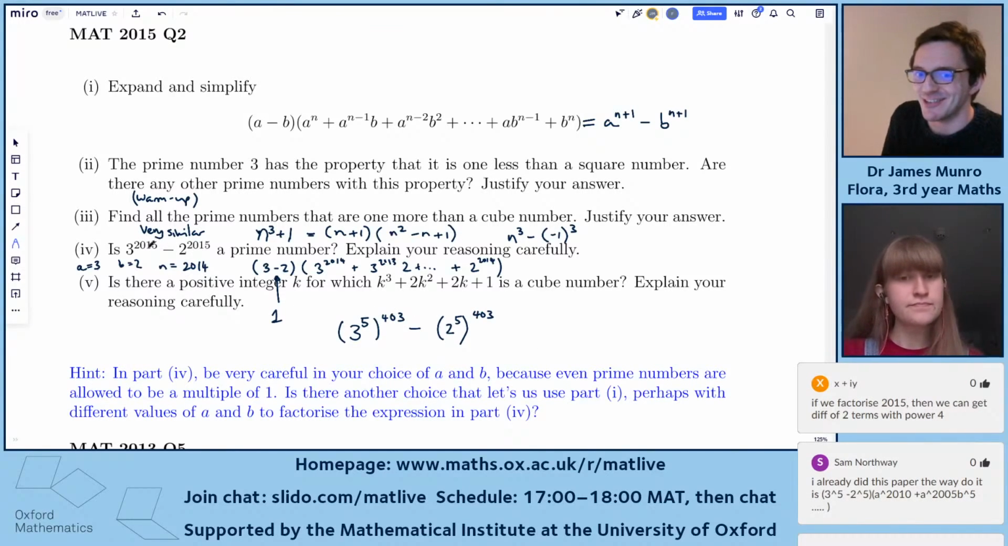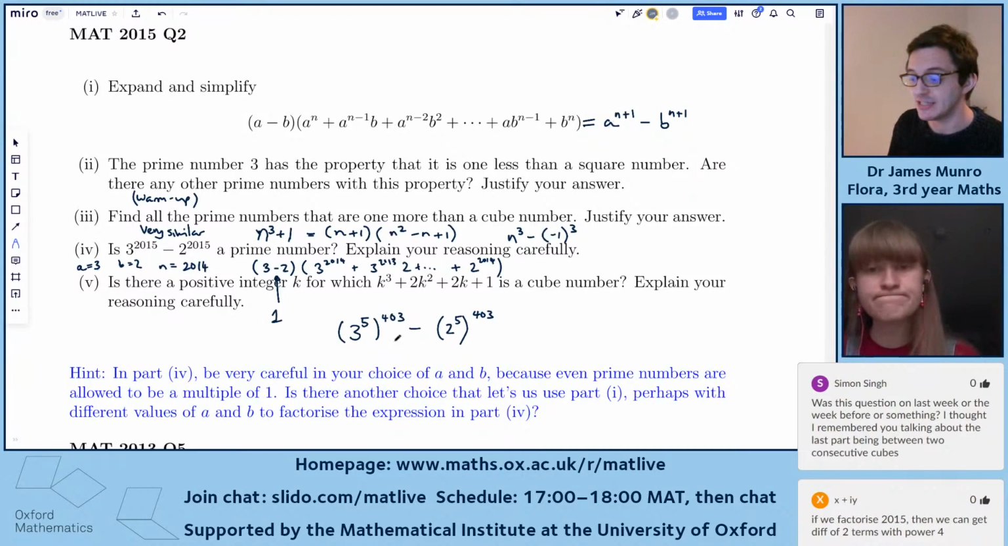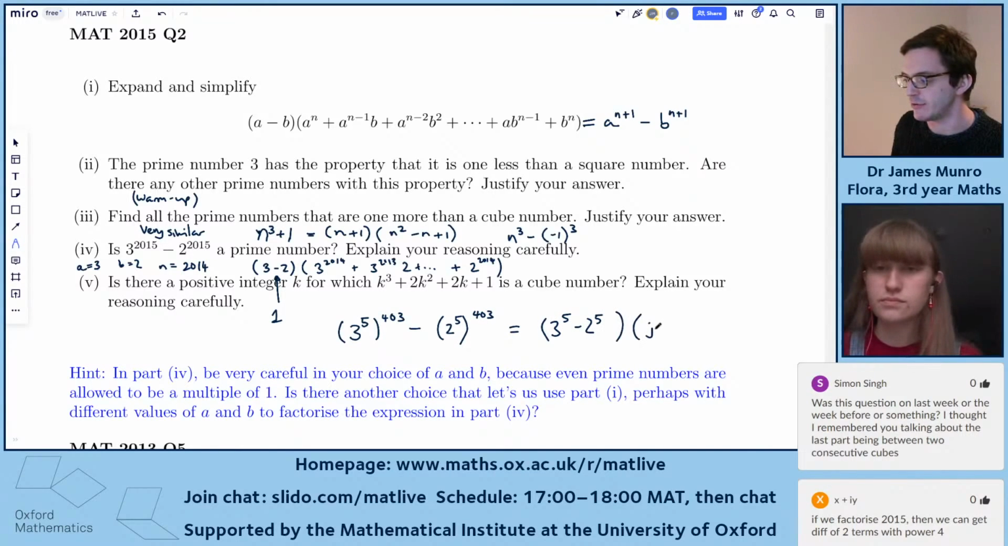2015 is not prime, it's a multiple of 403. And that means we can write down this fact. We're asked about this number, and now it looks like a to the n plus 1, b to the n plus 1 with different values of n, but importantly, different values of a and b. So we get out this factor, 3 to the 5 minus 2 to the 5, times all manner of junk. And this is not 1, so this is not a prime number. Indeed, because it's got this factor over here. Cool. Okay. Great.